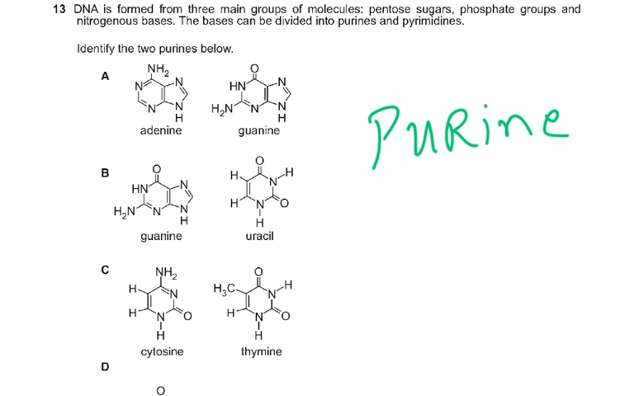DNA is formed from three main groups of molecules: pentose sugars, phosphate groups, and nitrogenous bases. The bases can be divided into purines and pyrimidines as part of the syllabus. Identify the two purines. I usually remember it just like this: 14th of August, Pakistan Independence Day. So AUG, and so the answer is A. Either you know this or you don't know this. You're not going to really guess this out. You know that purines and pyrimidines, you have to know this. Purines are adenine and guanine, and the rest are pyrimidines, which is what? Cytosine, uracil, and thymine.